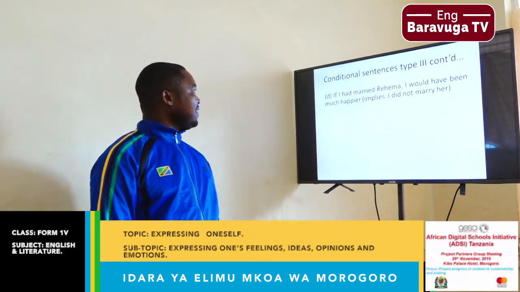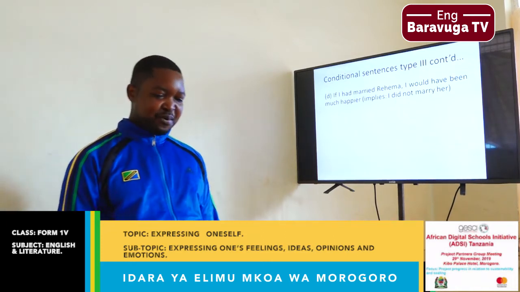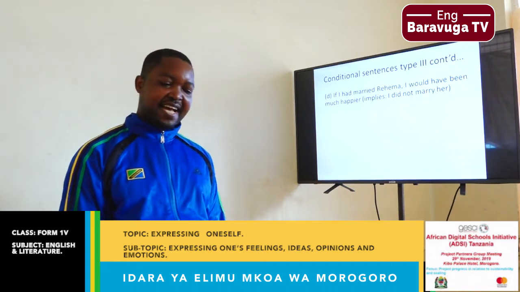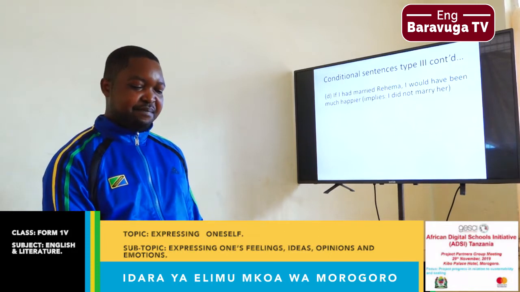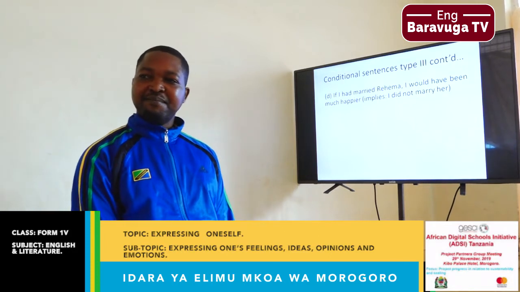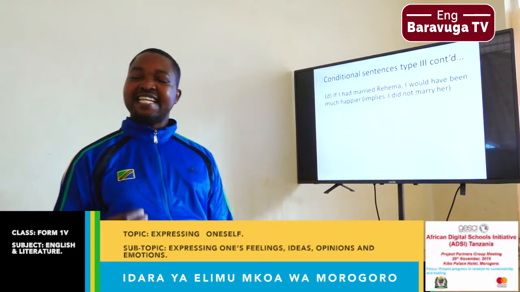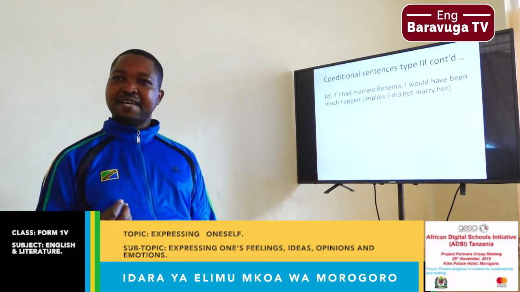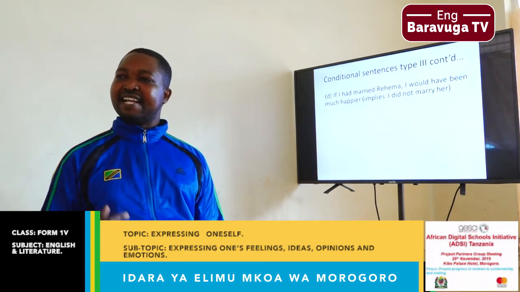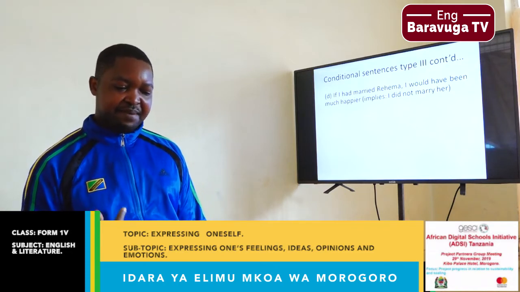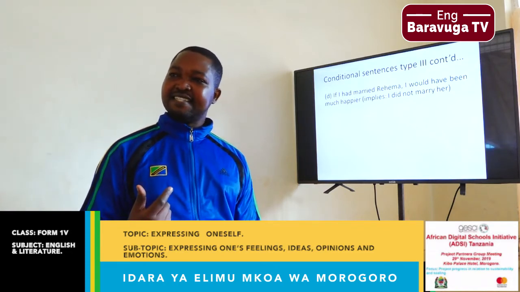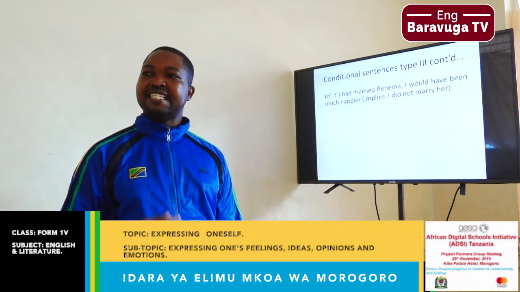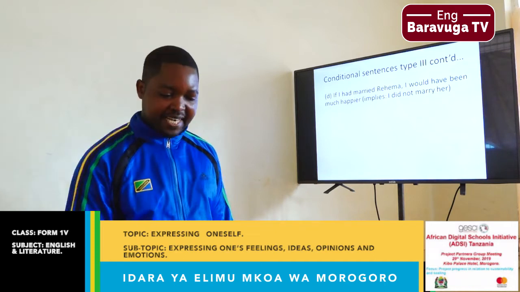Another example: if I had married Rehema, I would have been much happier. What does this imply? This implies that I did not marry her. So it remains to be an assumption. But I didn't marry Rehema, because we are talking about impossibilities. It didn't happen, and therefore it remains to be like a story.